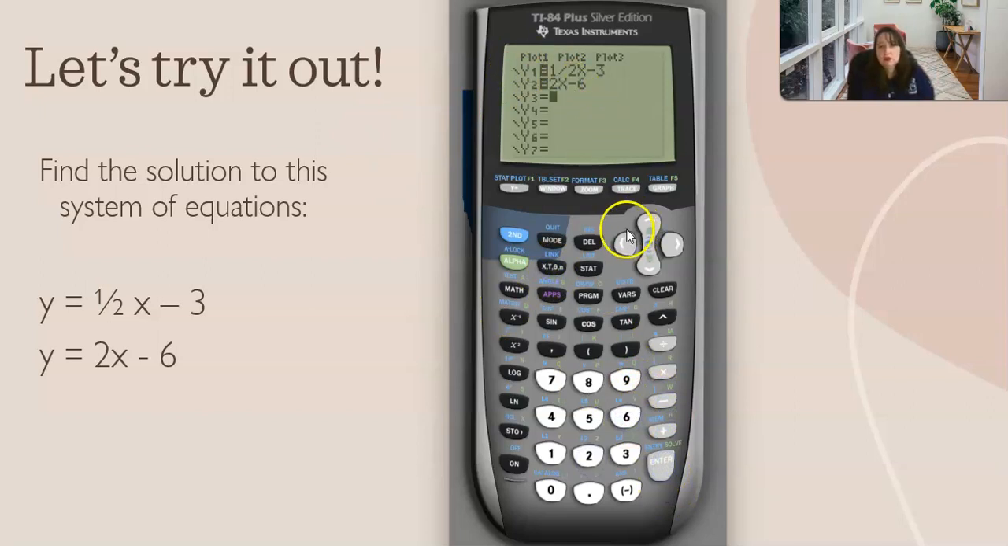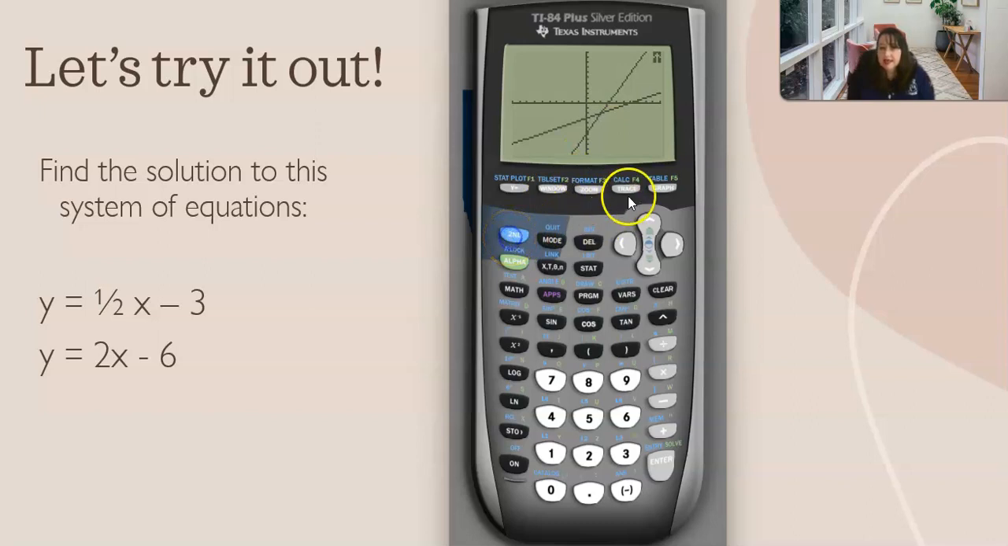We're good. So now when I hit graph, I might not have anything there, or maybe I have a wrong setup. So we want to hit this zoom, and I want to hit this zoom standard. Okay, the standard is a 10 by 10. Let's see if that works. Here's my standard. Well, I see one of the lines. I see the second line, and it looks like it hits right about there. I really can't tell. I could zoom in, but then I might not necessarily get it correct.